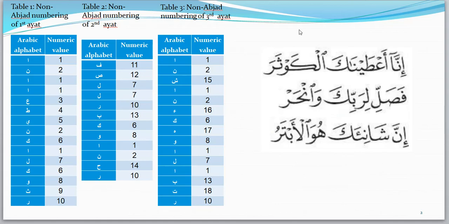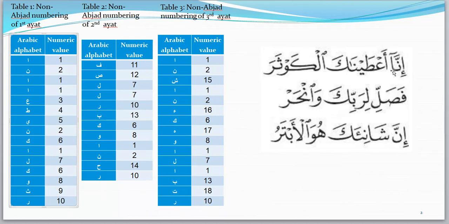For example, let me explain this at first. At table number 1, the Arabic alphabets are placed in the first column. Here in A'tainaka al-Kawthar, the first ayat, all the alphabets of the first ayat are placed. After that, based on the first appearance, the numbering is done. For example, Alif is the first appearance, so Alif's number is 1. Noon is the second appearance, so Noon's number is 2.